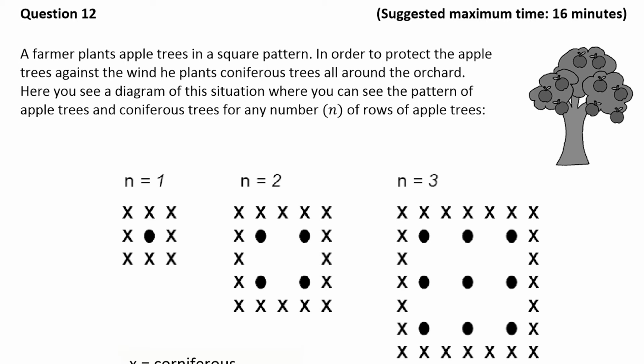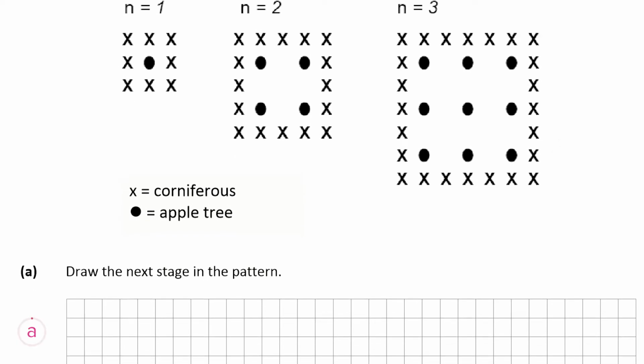Now let's go down to the first part of the question, part A, and see what it asks. Part A is worth 5 marks and asks us to draw the next stage in the pattern. This should be fairly straightforward, so we just have to count the pattern for the apple trees and also for the coniferous trees. In the first pattern, n is equal to 1, we can see that there is one apple tree and 8 coniferous trees. In the second pattern, there are 4 apple trees and 16 coniferous trees. And in the third pattern, there are 9 apple trees and 24 coniferous trees.